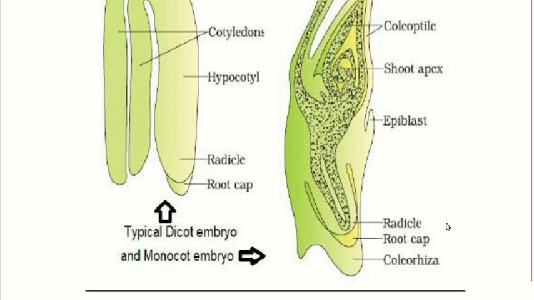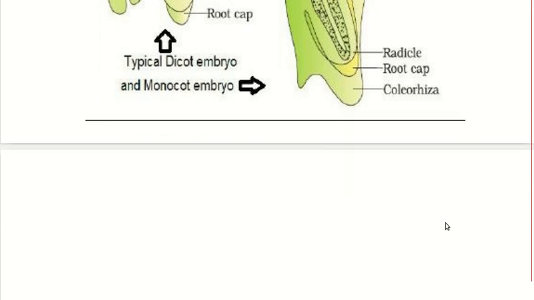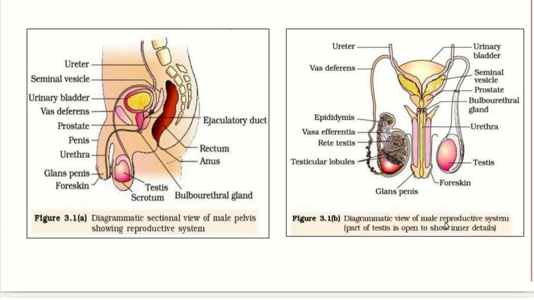So this is the typical monocot embryo that you are expected to draw. If they are having 6 labelings, they are 3 marks questions, you can expect them. So the male reproductive system, generally you are going to draw this diagrammatic view of male reproductive system. The part of testis is open to show inner details. This is the diagram that frequently it is drawn.